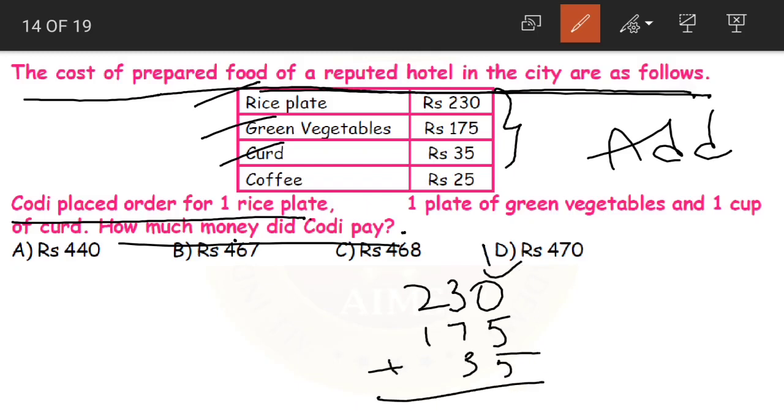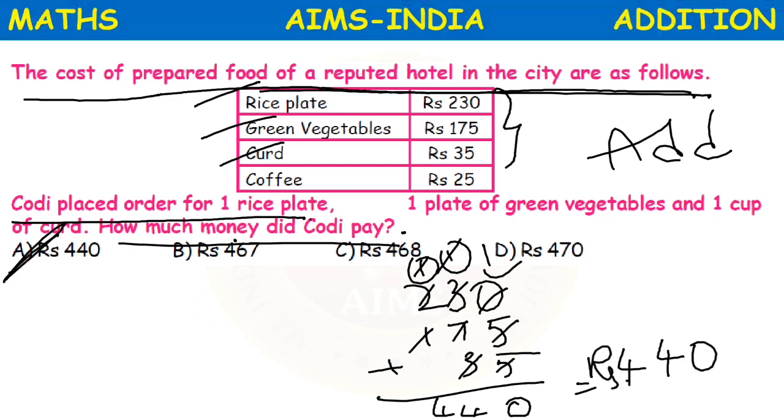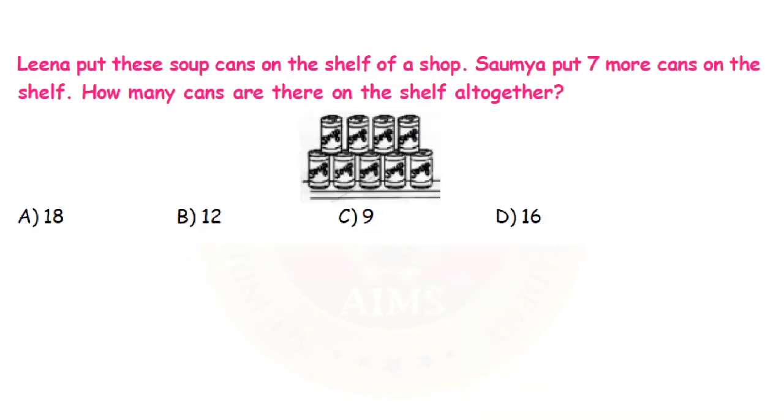Now coming to the ones place, 0 plus 5 is 5, 5 plus 5 is 10. 0 here, 1 carried. 1 plus 3 is 4, 4 plus 7 is 11. 11 plus 3 is 14. Again 1 carried. Now 1 plus 2 is 3. 3 plus 1 is 4. So the correct answer is 440 rupees. How much did he pay? Option A, 440 rupees. How did we find out? We found out by adding the cost of the items.